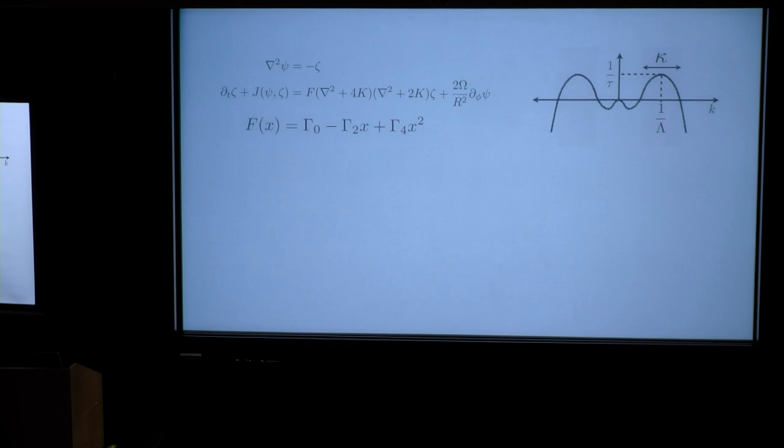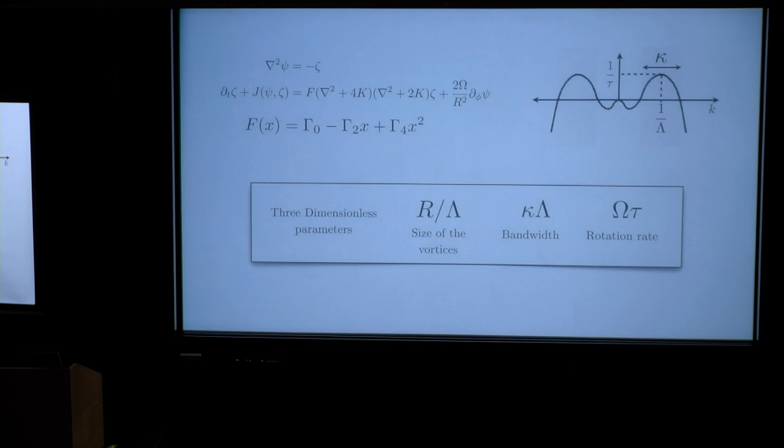Again, I want to remind you of this dispersion relation. Essentially, we have five parameters. We have these gammas, we have the rotation, we have the radius of the sphere. And what is actually important is these three dimensionless parameters, which I'm going to be using in this talk.